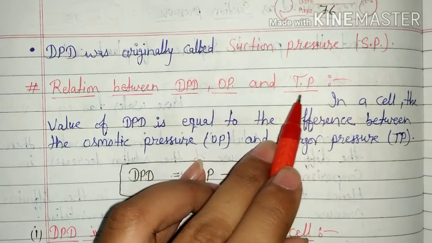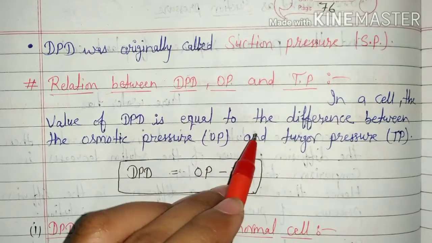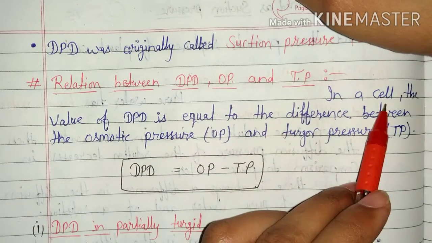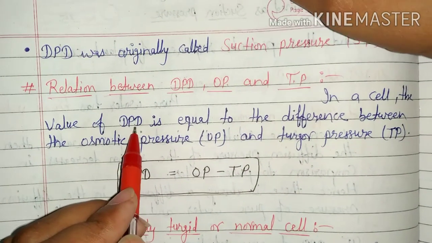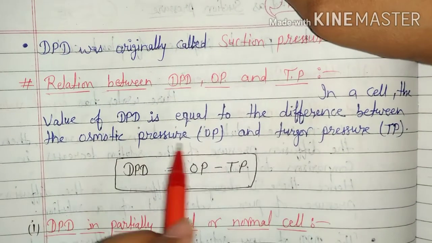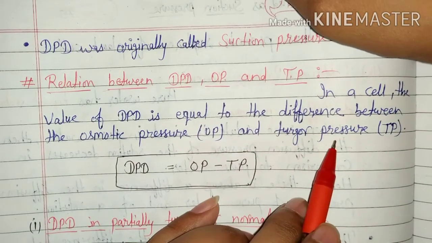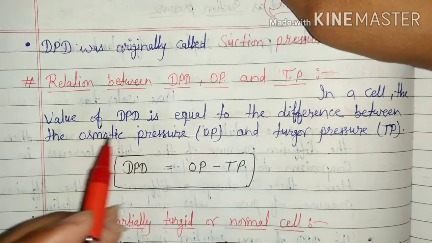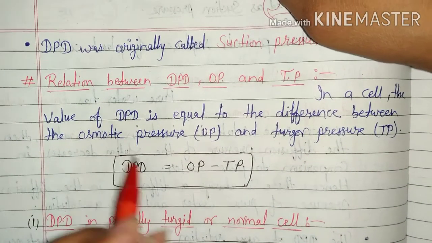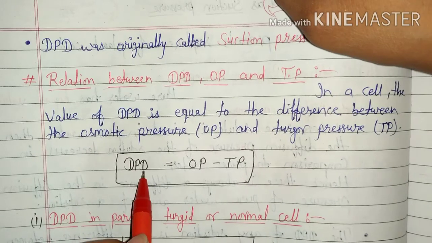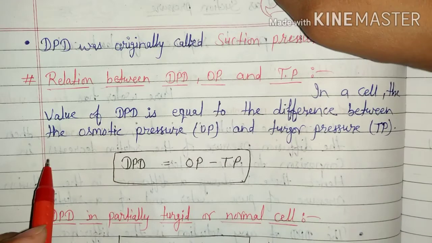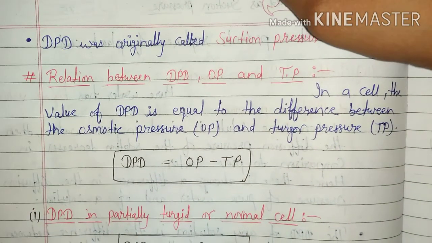Now, the relation between DPD, osmotic pressure and turgor pressure. In a cell, the value of diffusion pressure deficit is equal to the difference between the osmotic pressure and turgor pressure. It means DPD is the difference between OP and TP. So, DPD is equal to OP minus TP. This is the relationship between DPD, OP and TP.